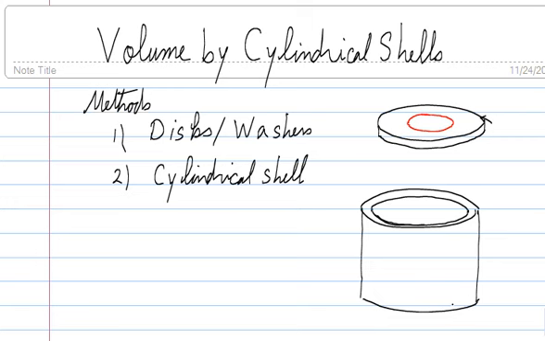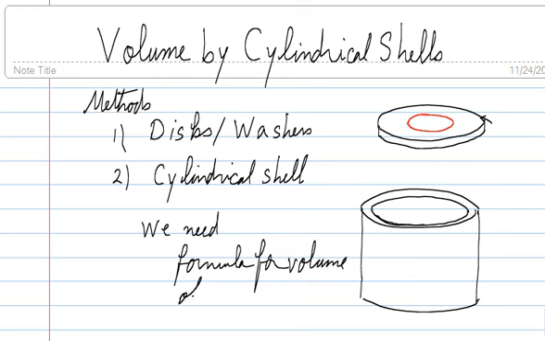So what we need first is a formula for the volume of the cylindrical shell itself. That's going to be our first order of agenda, and then we are going to go after examples. Let's consider this shape again.